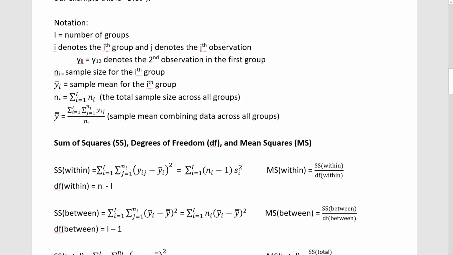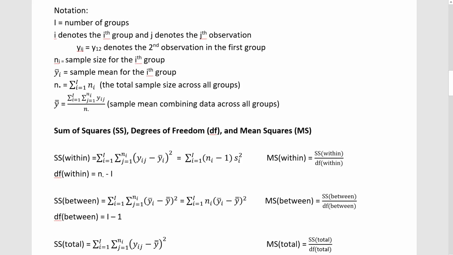So now we have to get some notation out of the way. Capital I is going to denote the number of groups. Lowercase i is going to denote the ith group, and lowercase j is going to denote the jth observation within whatever group we're in. So y sub ij, if it was y sub 1,2, denotes the second observation in the first group.